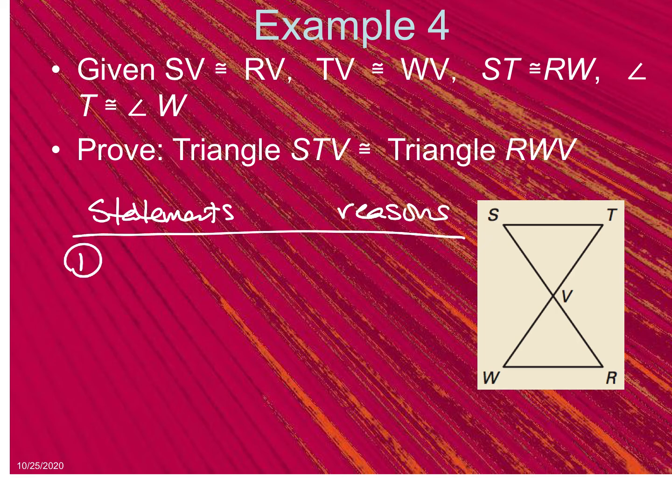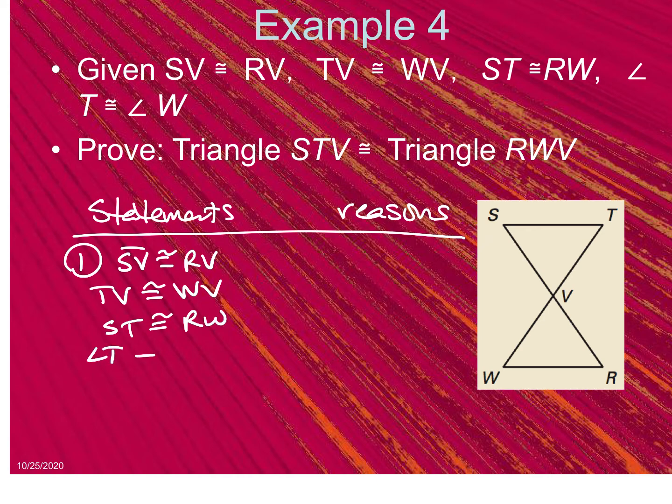So I'm going to state all of my given here, and there's a bunch of the given. And I'm also going to add the congruency marks to the picture. So here I'm going to state that SV is congruent to RV. I'm also going to state that TV is congruent to WV, and ST is congruent to RW, and angle T is congruent to angle W. This was all my given.